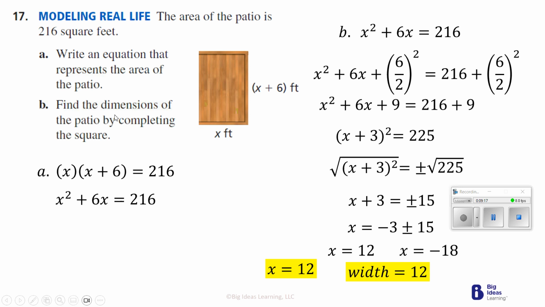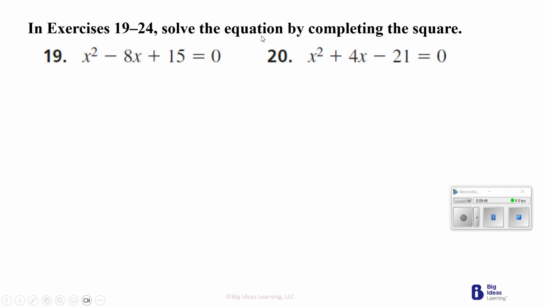So they wanted us to find the dimensions of the patio by completing the square. We know that it's going to be 12, because there's no such thing as a negative length, right? So it couldn't possibly be negative 18 here. That's why it had to be 12. All right, now let's move on. I guess they went a step further and found the length. So yeah, 12 plus 6 is going to equal 18. Let's go on to number 19.